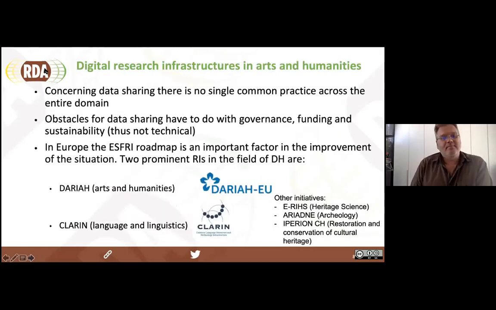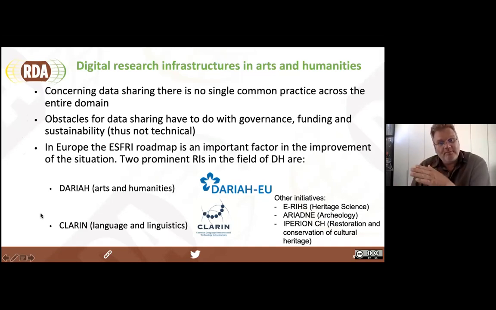So what I did is first, just as Ricardo did, also make an assessment of all the working groups and interest groups. I will come back to that later, but I took the starting point. I thought I should start from the researchers or the research communities in the digital humanities, and see how they can benefit from RDA. Concerning data sharing in digital humanities, I could not find a single common practice across the entire domain. And the obstacles for data sharing have to do with governance, funding, and sustainability, and are not basically technical. It has to do with people's networks, and with funding and how to organize it.